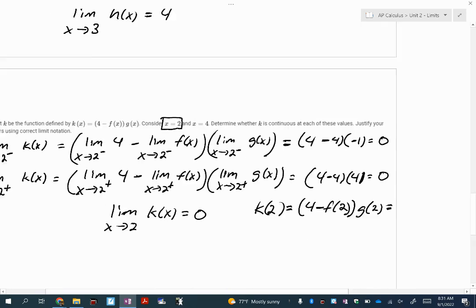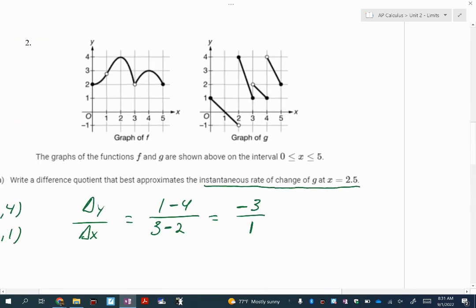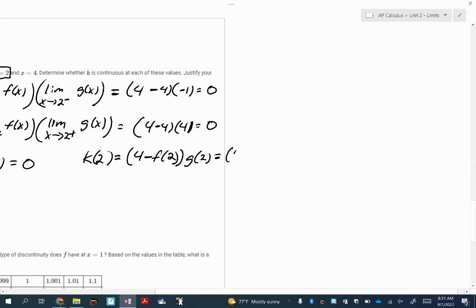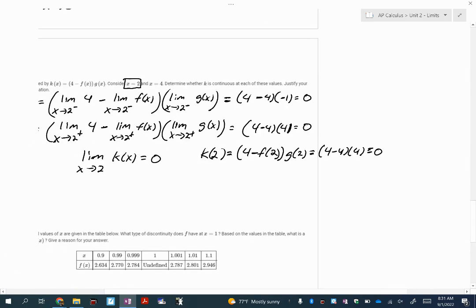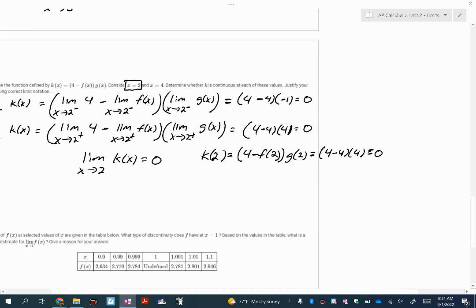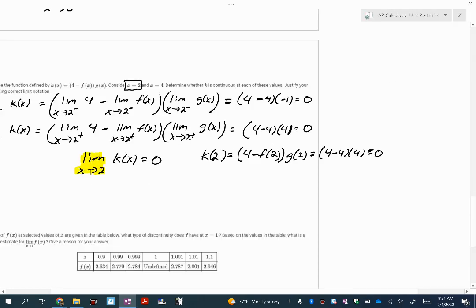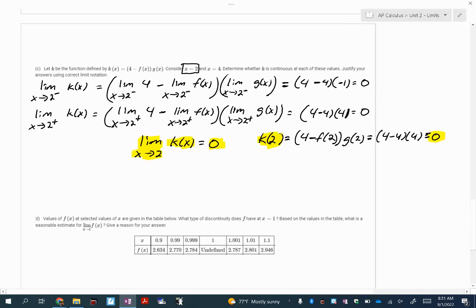Okay, here we go. So f of 2 is 4, and g of 2 is also 4. So this is going to be 4 minus 4 times 4, which is, again, going to be 0. There we go. That makes more sense. So because the limit as x approaches 2 of k of x is 0, and k of 2 is 0, because those are the same, then we say that k is continuous at x equals 2.